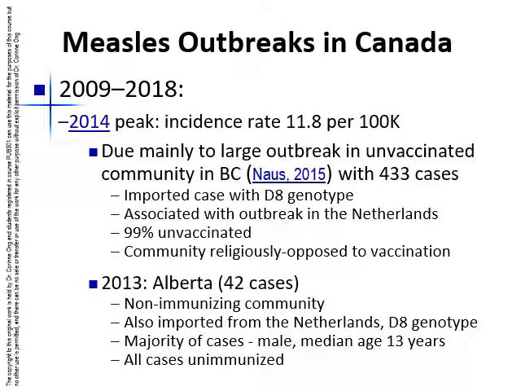Aside from this community outbreak in BC, there was another in Alberta in 2013, which was also linked to this outbreak. Notice that the genotype of the outbreak-causing strain was D8, which is different to the one that caused the Disneyland outbreak, and it indicates that these outbreaks were not associated.